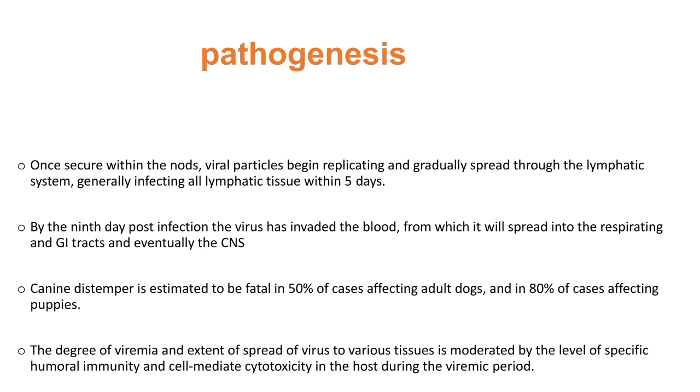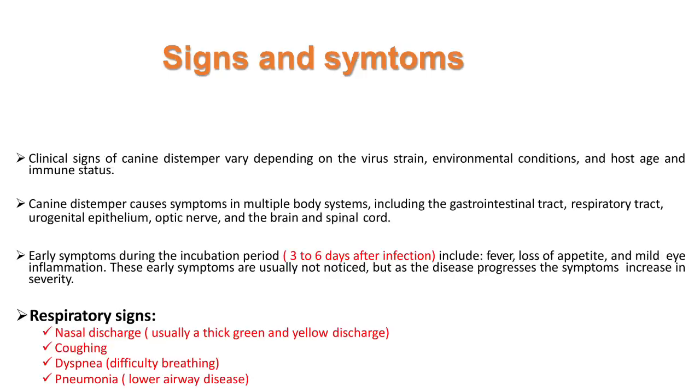Canine distemper is estimated to be fatal in 50% of cases affecting adult dogs and 80% of cases affecting puppies. The degree of viremia and the extent of spread of the virus to various tissues is moderated by the level of specific humoral immunity and cell-mediated cytotoxicity in the host during the viremic period.